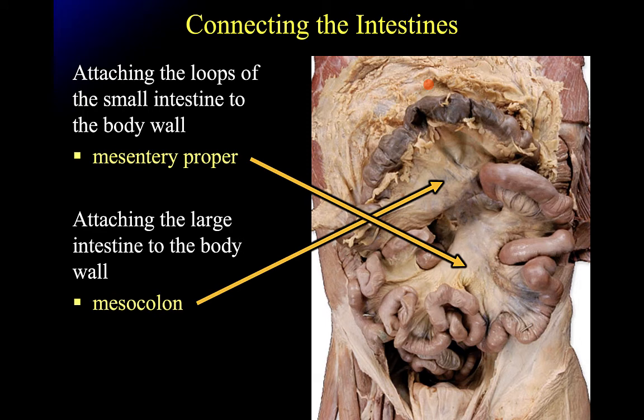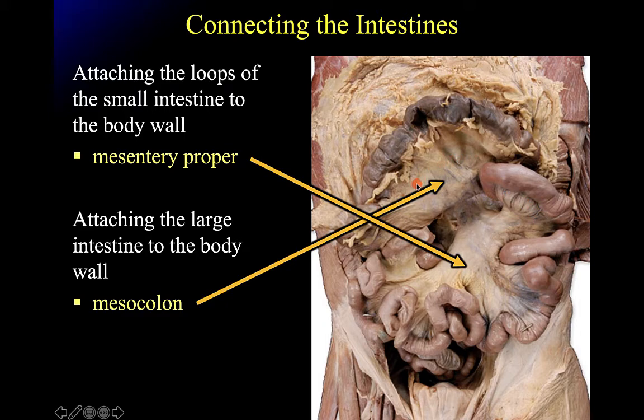We then have a couple of mesenteries that are going to connect our intestines back to that posterior body wall. So these folds of parietal peritoneum, the mesentery proper, which connects the loops of small intestine, and the mesocolon, which connects the large intestine, are going to hold those back to the posterior body wall. If we were to take a look in this area right here, which we refer to as the root of the mesentery, we would actually see the superior mesenteric artery come out through here, and these vessels out here are some of the branches of the superior mesenteric artery and superior mesenteric vein.